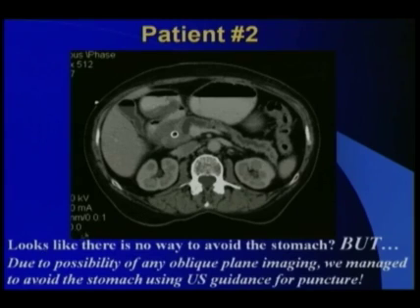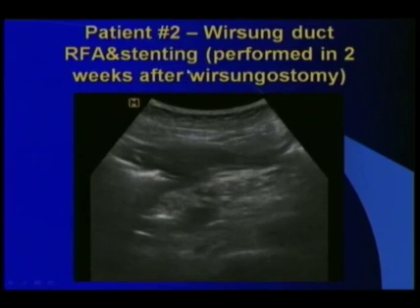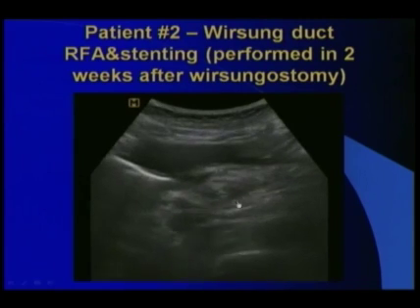In this picture, it looks like we cannot avoid the stomach for this puncture, but due to the possibility of imaging in any oblique plane by ultrasound, we managed to avoid the stomach using ultrasound guidance for puncture. This is the procedure of Wirsung duct RFA and stenting, which was performed 2 weeks after wirsungostomy procedure.